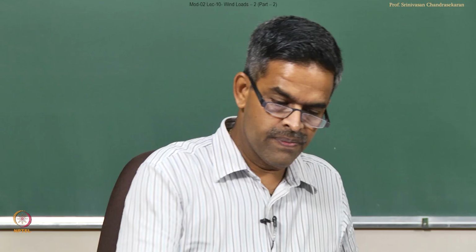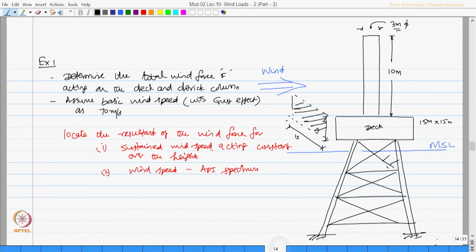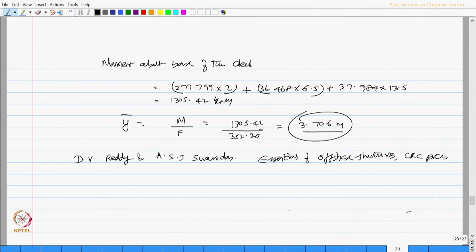So, friends, in this lecture we learned equations for different wind spectra. We also learned the average gust factor, which can be used to include the gust factor in the velocity component. We also did a numerical example. We also plotted different wind spectra and understood the difference and variation with respect to the force.